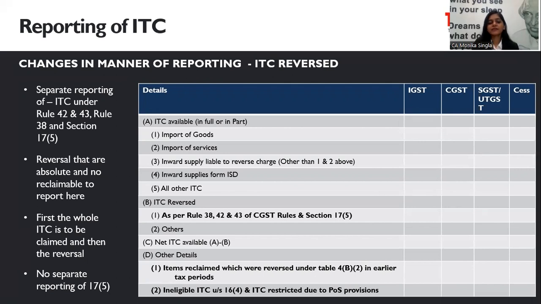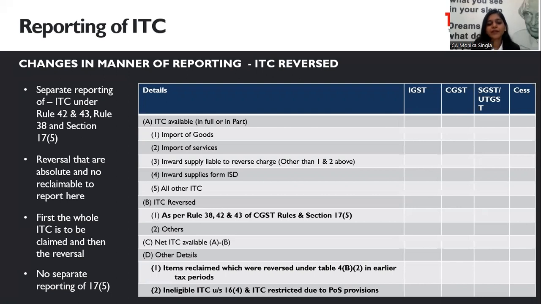Then moving to the ITC reversed, change has been made in the manner of reporting. Earlier, we were showing the reversal separately for Rule 42 and 43, but now the reversal requirement under Rule 38 and the ineligible ITC under Section 17.5 has also been included. So now, under Table 4B1, the reversals to be made on account of Rule 38, 42, 43 and Section 17.5 are to be shown.